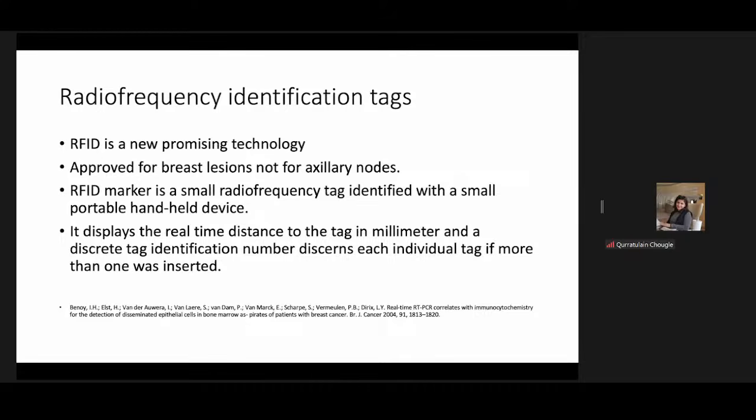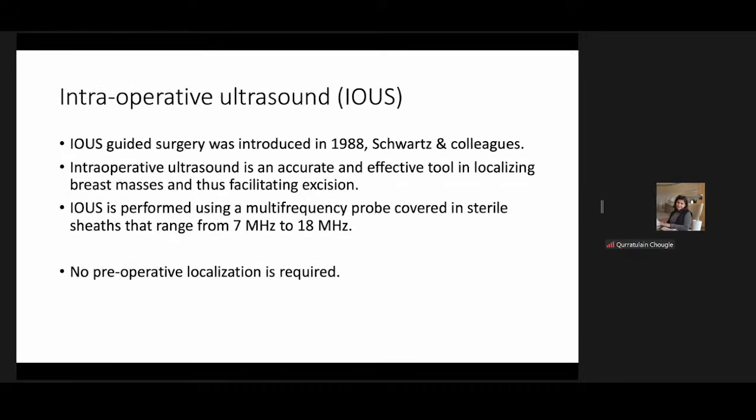Moving on to radio frequency identification tags, it's a promising new technology. It has been approved for breast lesions, not for axillary lymph nodes yet. The RFID marker is a small radio frequency tag identified with a small portable handheld device. It displays the real-time distance to the tag in millimeters, and a discrete tag identification number discerns each individual tag if more than one was inserted. That was a very quick one.